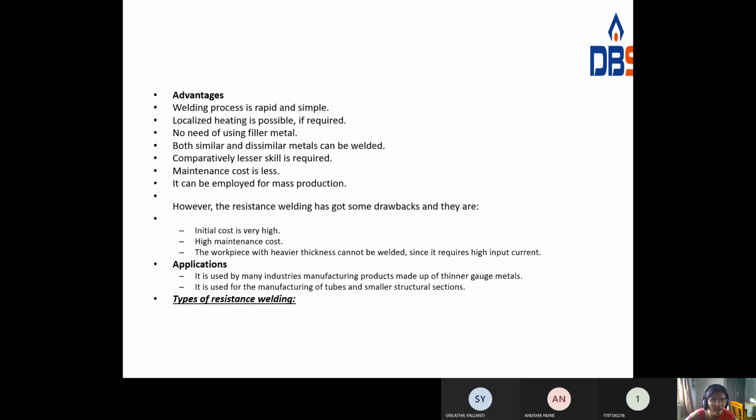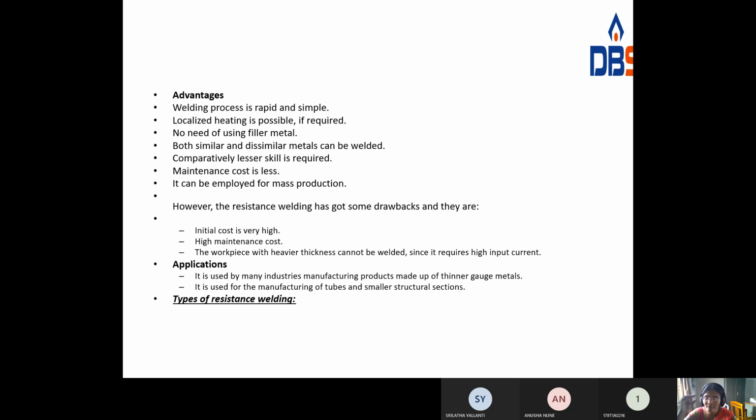These are the advantages of resistance welding. Coming to the disadvantages, the resistance welding has some drawbacks; drawbacks are nothing but disadvantages. The initial cost is very high, and the maintenance cost is also high. A workpiece with heavier thickness cannot be welded.